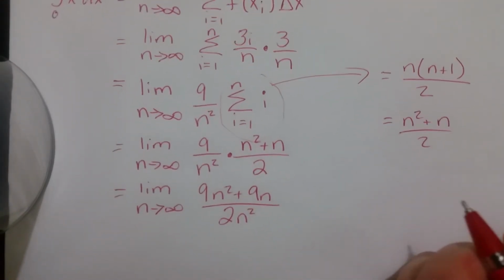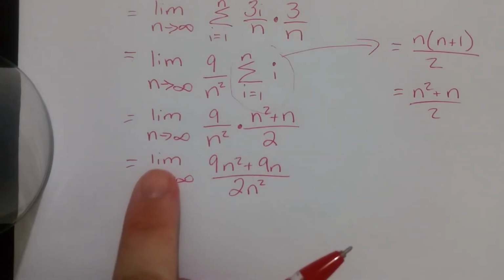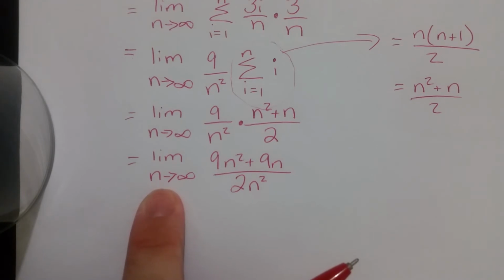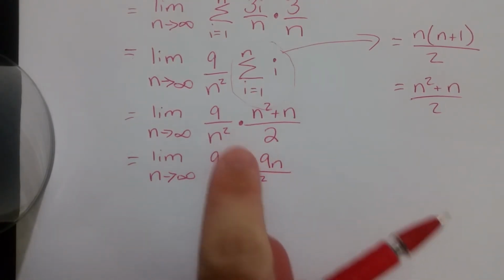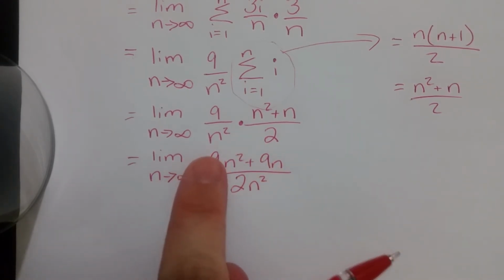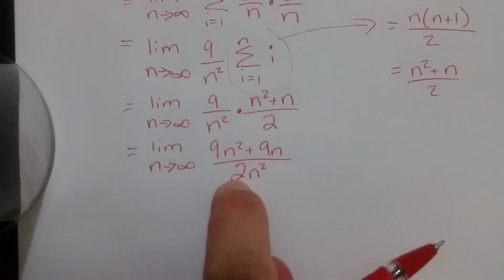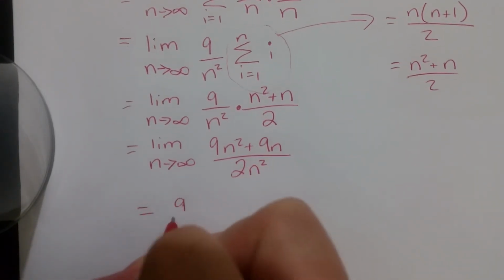And oh, just realized you couldn't see that, sorry about that. So at this point you're looking at limits at infinity, and we notice that we have the same power on the top and bottom, and from our investigation we know that if we have the same power on the top and bottom, the limit will go to the leading coefficients. So in this case it equals 9 over 2.